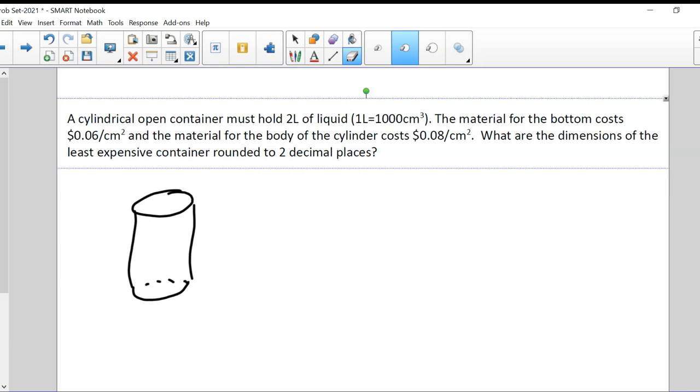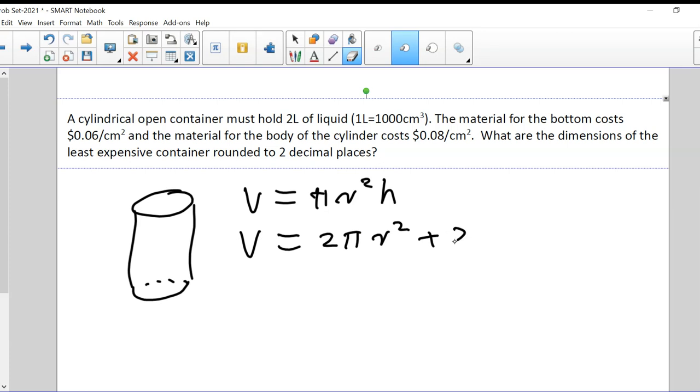So inside of this thing, we need 2 liters. And the formula for volume, as you know, is pi r squared height. That's the formula for volume. And the formula for surface area is 2 pi r squared plus 2 pi r h.